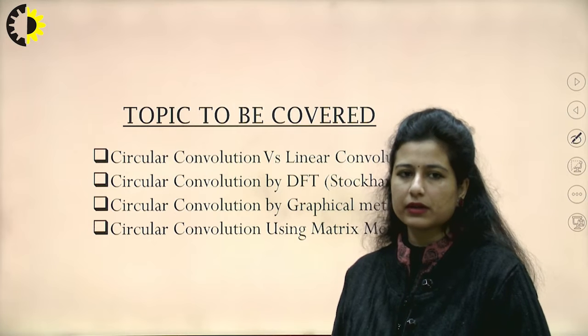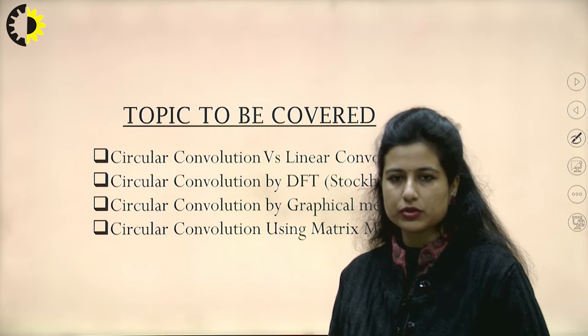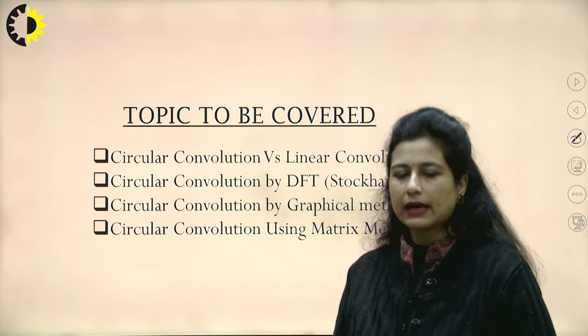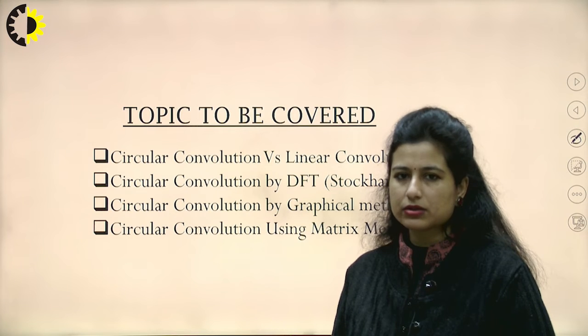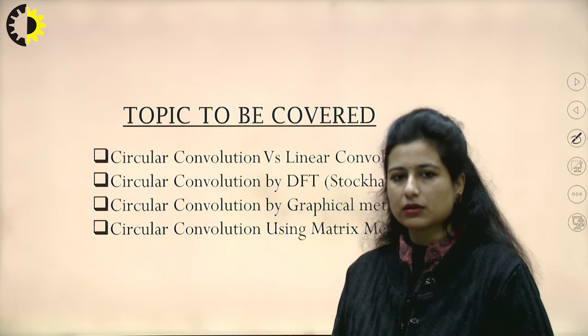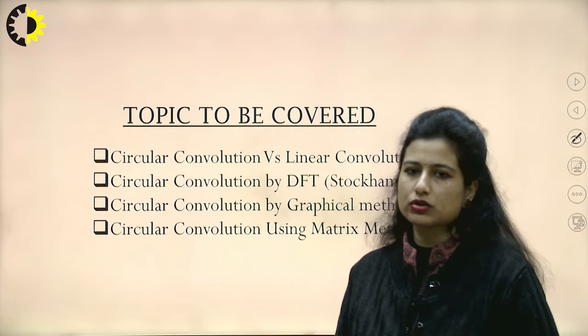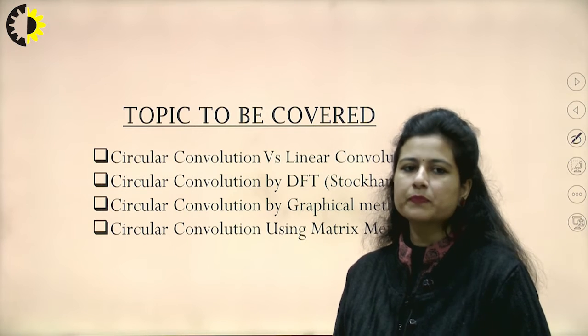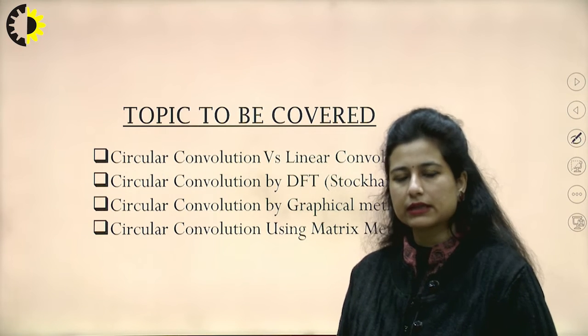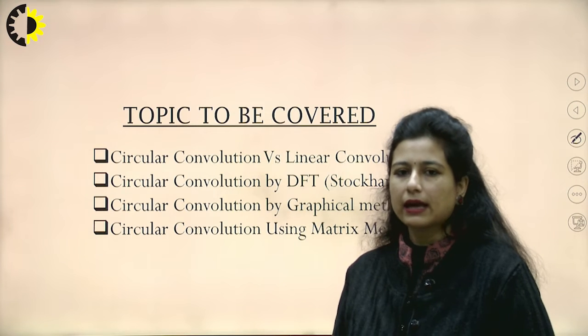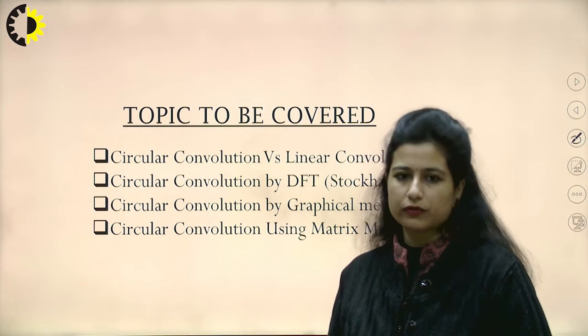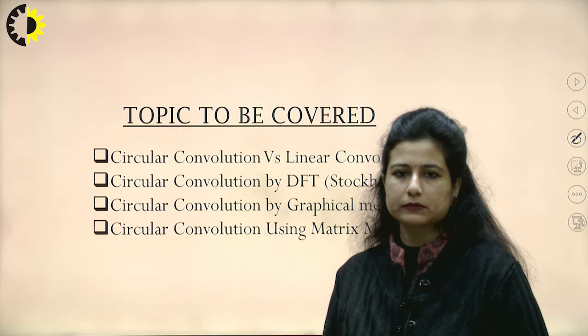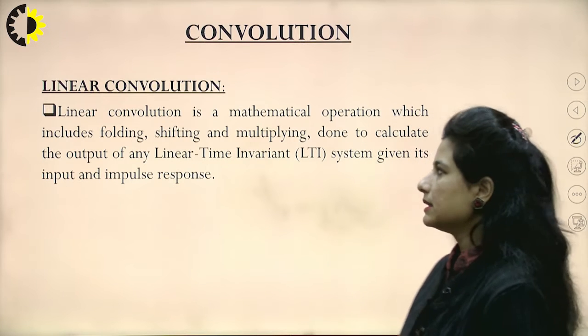We'll be covering the difference between circular convolution and linear convolution, and then we'll be discussing three different methods of carrying out this activity: circular convolution by DFT, which is also called the Stockham method. We'll also discuss how to calculate it by the graphical method, and another method for calculating circular convolution is the matrix method. So first of all, what is a linear convolution?